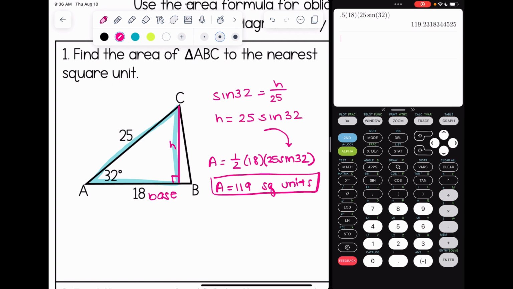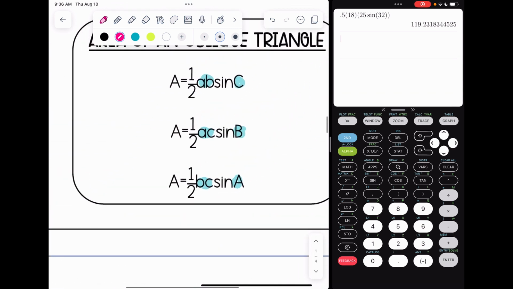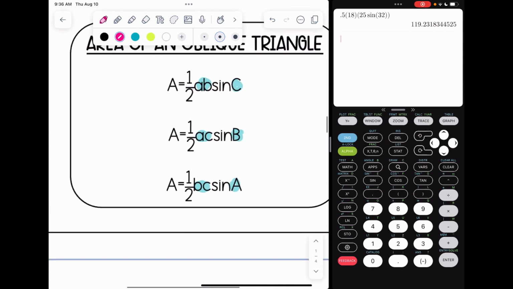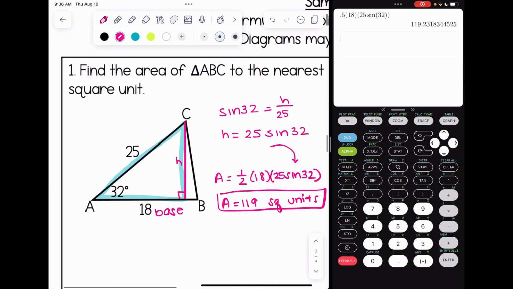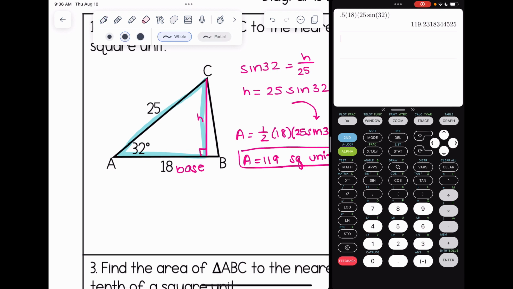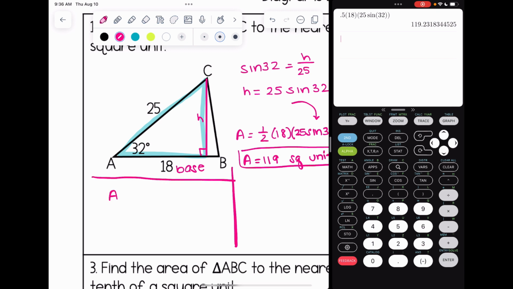If we want to use one of our shortcuts, and by shortcuts I mean these formulas here, we have to pick which one we're going to use. In this problem, in this picture, notice how we're given angle A. Like we know that that's 32 degrees. That means I want to pick the formula that has sine of A. So that formula would be area equals 1/2 BC sine A. And now I'm going to substitute values in.